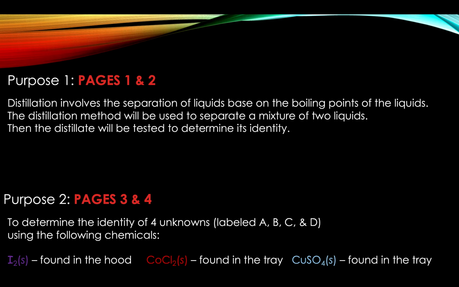The second purpose of this lab is to determine the identity of 4 unknowns using iodine, cobalt chloride, and copper sulfate. Using that information, we will be able to determine what the identity of the distillate from purpose 1 is.